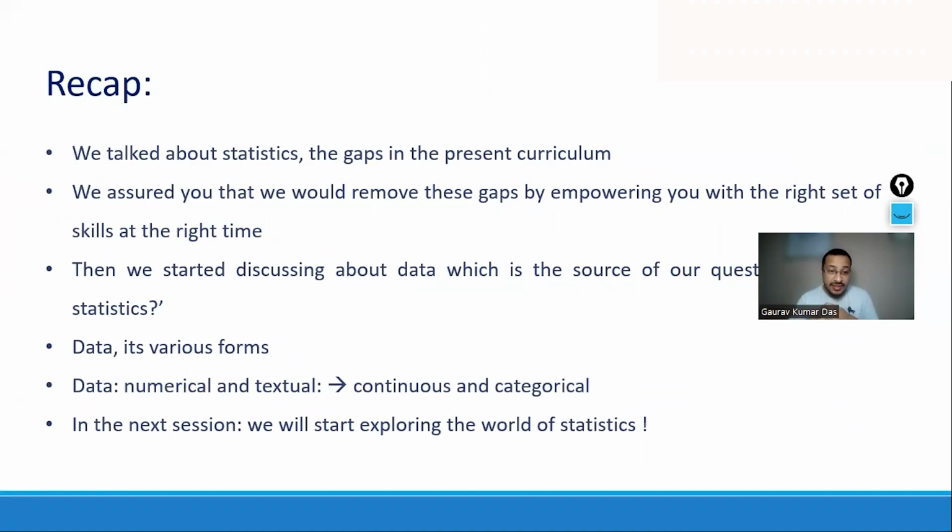We also understood that data, numerical and textual, can be broadly segregated into quantitative and qualitative, but if you deep dive into it, you'll find that data is either continuous or it is categorical. Even discrete numerical data can be segregated as categorical data. So in the next session, we'll be exploring the world of statistics.